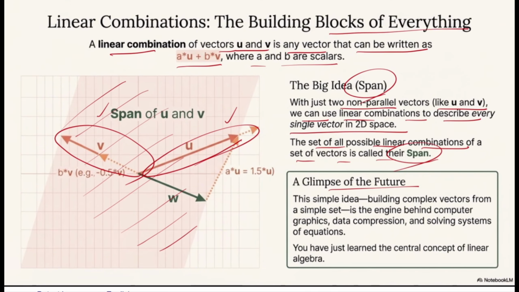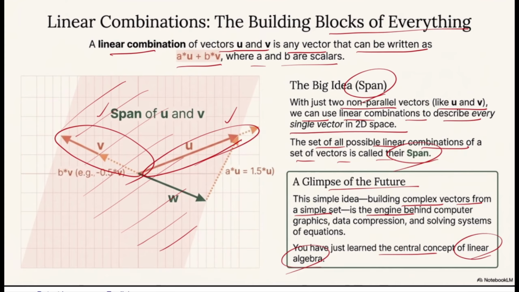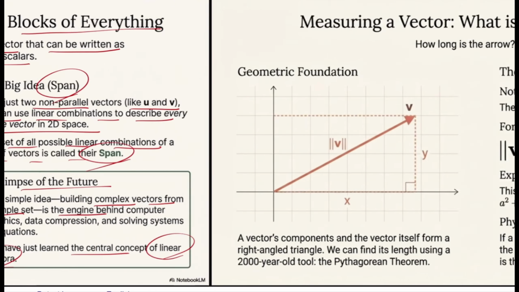So the glimpse of the future would be that this simple idea is going to be so helpful. We are going to use it in building complex vectors from a simple set, and this kind of engineering is behind computer graphics, data decomposition, and solving systems of equations. You're not just going to learn about vectors, but we are talking about linear algebra. So span is the combination of vectors and linear algebra itself.